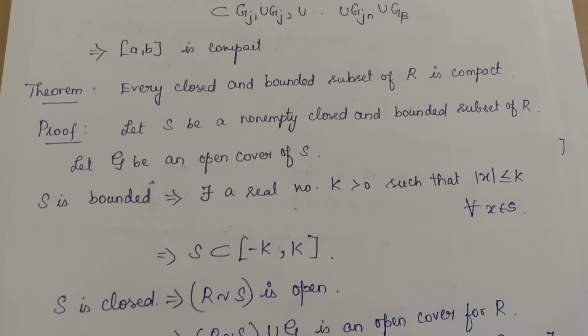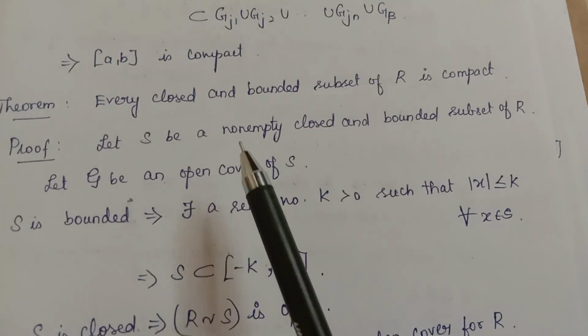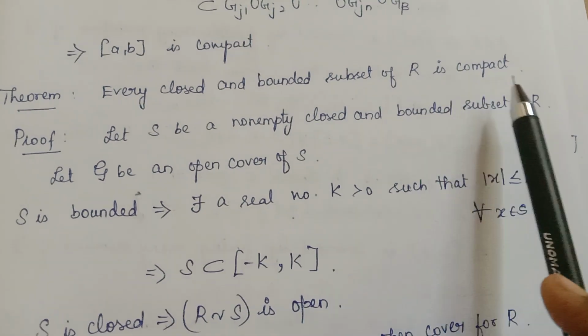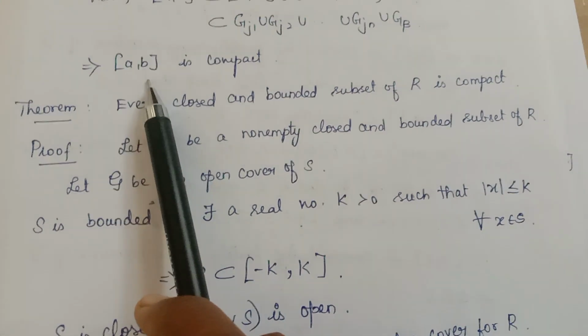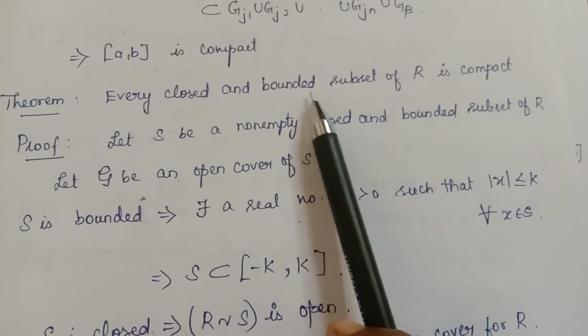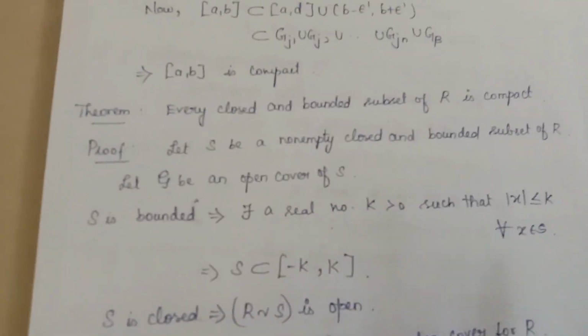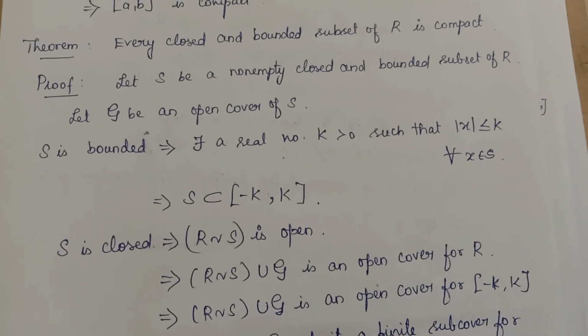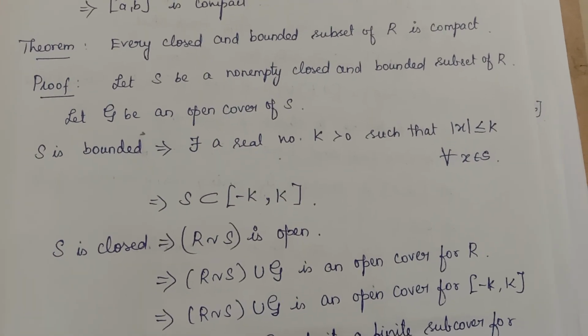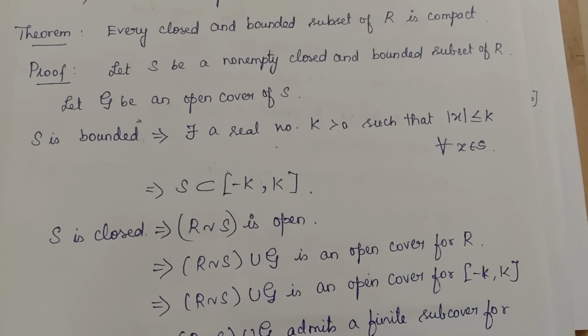Next theorem, this is a generalization of the Heine-Borel theorem. Every closed and bounded subset of R is compact. In the previous theorem, we have proved a closed and bounded interval is compact. Now, this is any closed and bounded subset of R is compact. The proof is very simple. Let S be a non-empty closed bounded subset of R and script G be an open cover.